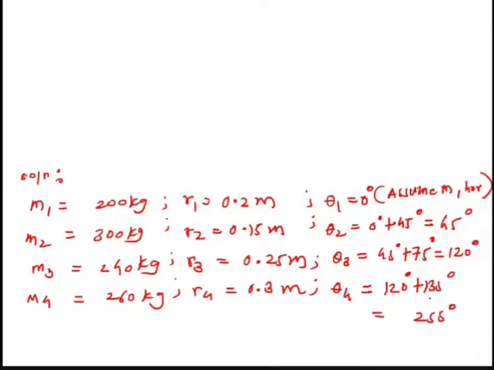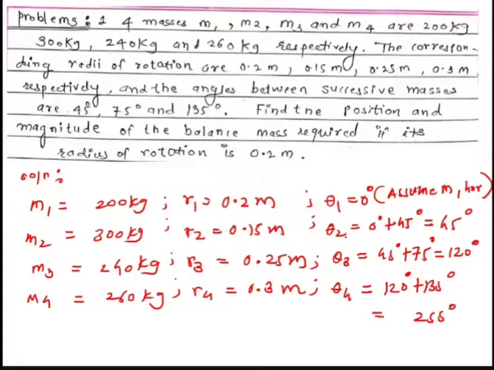Now message me yes or no if you have understood this location of angle. I have assumed angle theta 1 is 0 and then I have calculated theta 2, theta 3 and theta 4. Okay, so this is the first step which you have to understand.